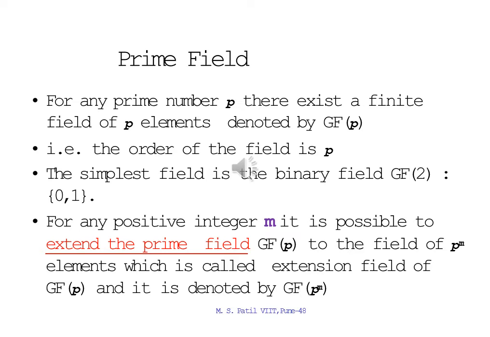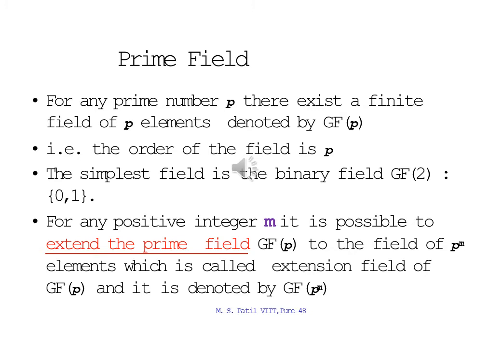But if it happens that I am supposed to extend the field or increase the elements of the field to any number, but that number is not prime, then is it possible to construct a field? So the answer is yes. For example, if I want the field of 16 elements, is it possible? Yes, it's possible, because 16 can be written as 2 raised to 4. So I'm going to take the fourth power of the binary field. That means it is called the fourth extension of the field.